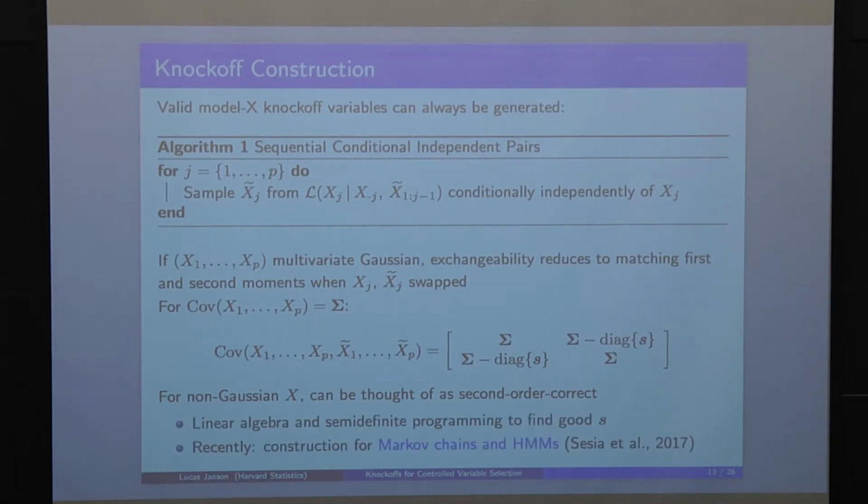Is that what you do for normalized genotypes? For normalized genotypes, when you actually apply this to GWAS? I'm going to get to that. Okay. So hold that question.